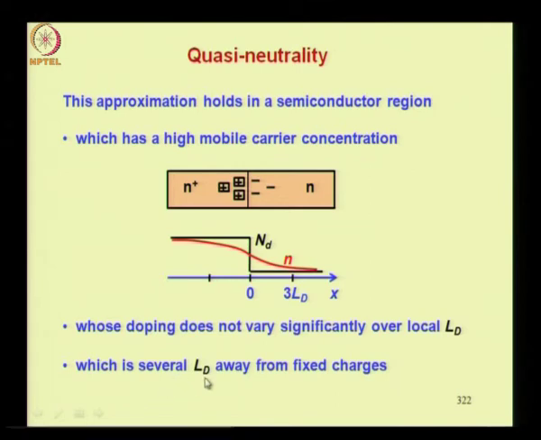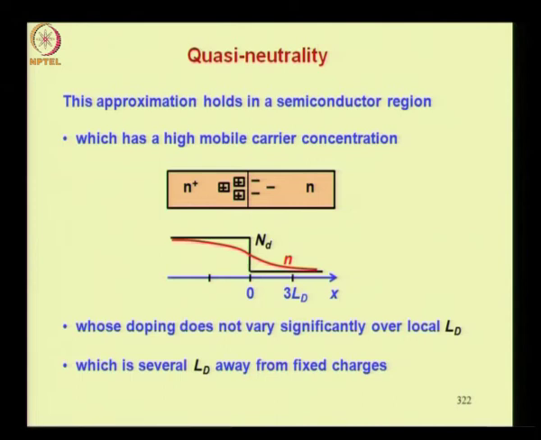Now a region which is several LD away from fixed charges tends to be quasi neutral. You can see here, for example, a region which is in this place, that is beyond 3 times LD from the source of the space charge, will be quasi neutral, and similarly on this side. So that is what is meant here, a region which is several LD away from fixed charges. Now in this case there is no specific location of fixed charge, but if there is a source of charge and if you are away by several LD from there, you will have a quasi neutral region. So the quasi neutrality will be valid for all these cases.